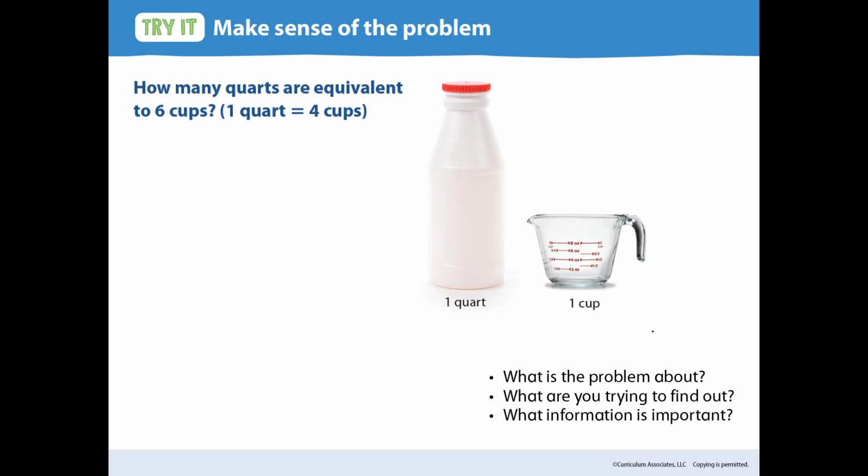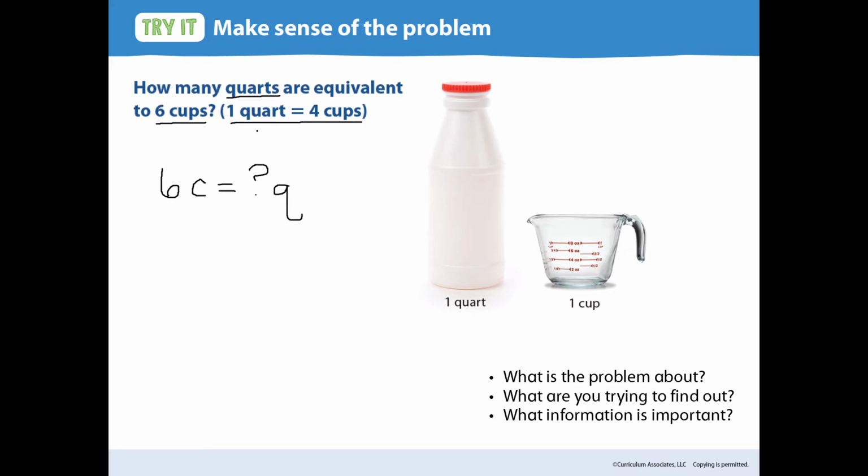Okay, this is the try it. Make sense of the problem at the top of page 519. How many quarts are equivalent to 6 cups? So we are changing 6 cups into quarts, and 1 quart equals 4 cups. So I'm going to rewrite my problem like this. I have 6 cups equals some number of quarts.